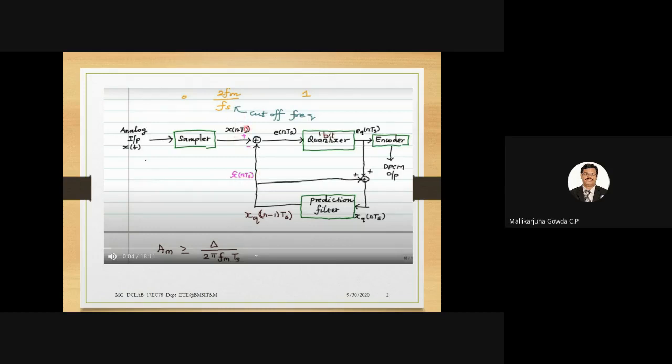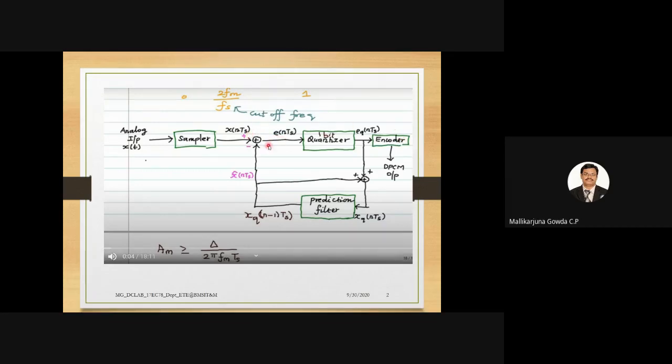What is X of nTs? This is my present analog signal, and X hat of nTs is the predicted value, or approximated value also I can say. If the difference is positive, it will be incremented by delta and encoded as 1. This is a 1-bit quantizer. So it will be incremented by delta, and that will be encoded by binary information 1.